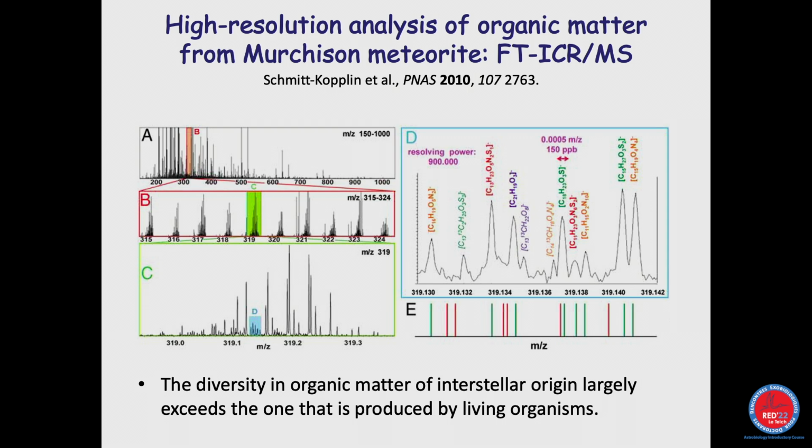So the conclusion is that the diversity of organic matter of interstellar origin exceeds largely what is found in biology. So if we want to make some biology from prebiotic organic chemistry, we need to have a selection process.